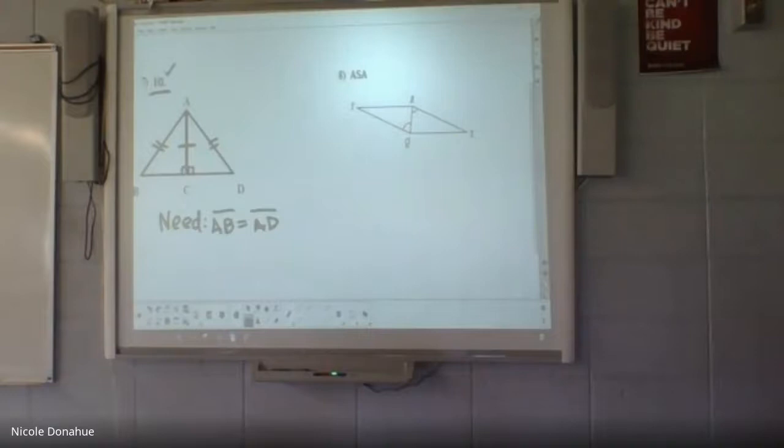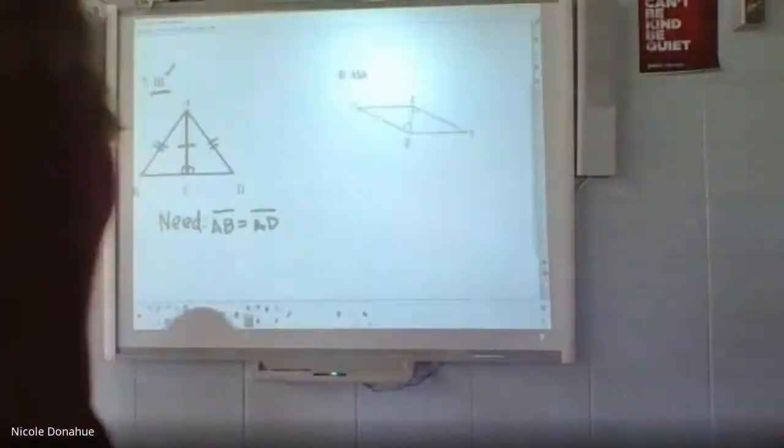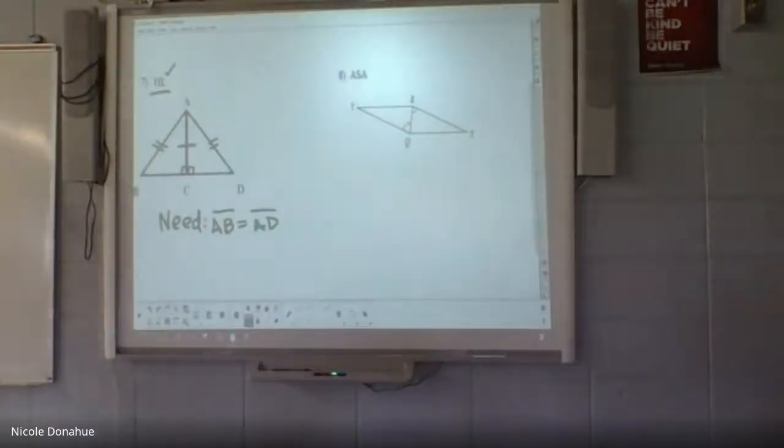So they give me the L already. In order to prove that those 2 triangles are the same, I would need those 2 pieces. Okay? Does that kind of make sense what they're asking there?